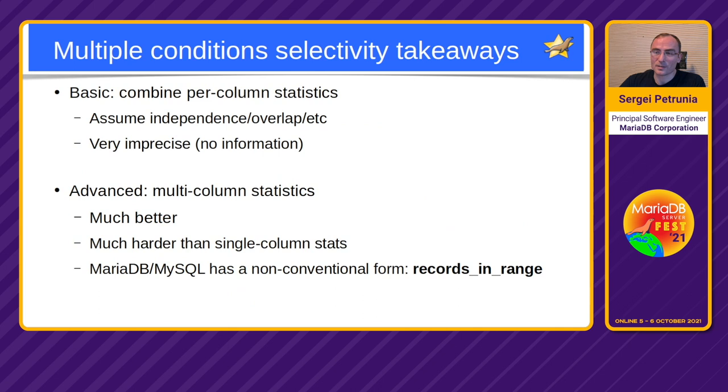So, takeaways for multiple condition selectivity. The basic approach is to combine per-column statistics, where you assume independence or some overlap, and this becomes very imprecise because you basically have no information about how conditions are related. The advanced approach is to use multi-column statistics. This is much better. This is also much harder to do. While MySQL and MariaDB have always had this non-conventional form of getting it, called records in range.